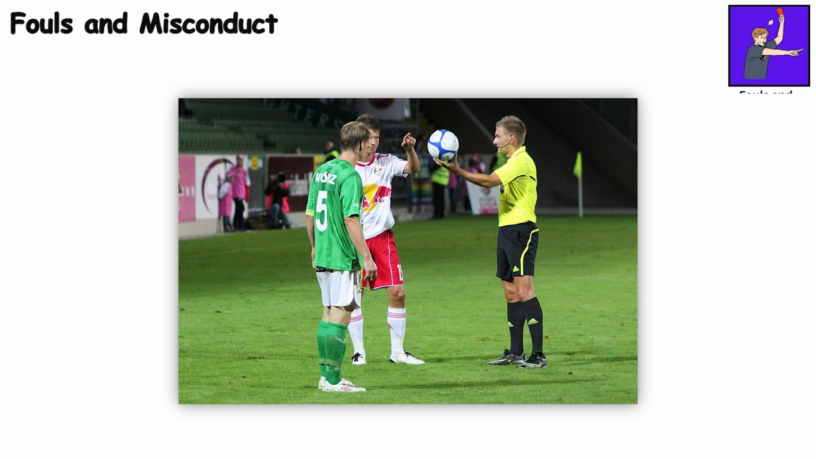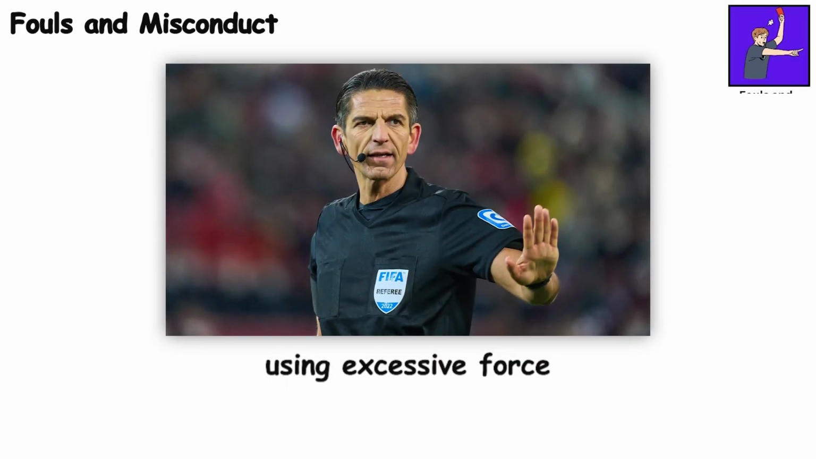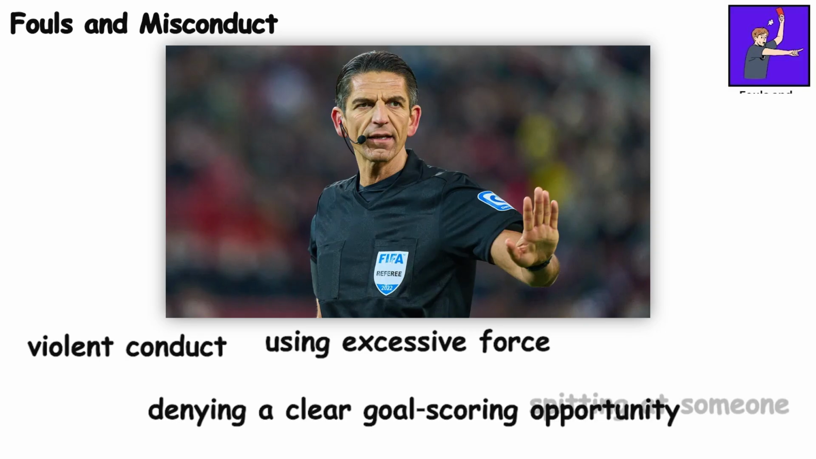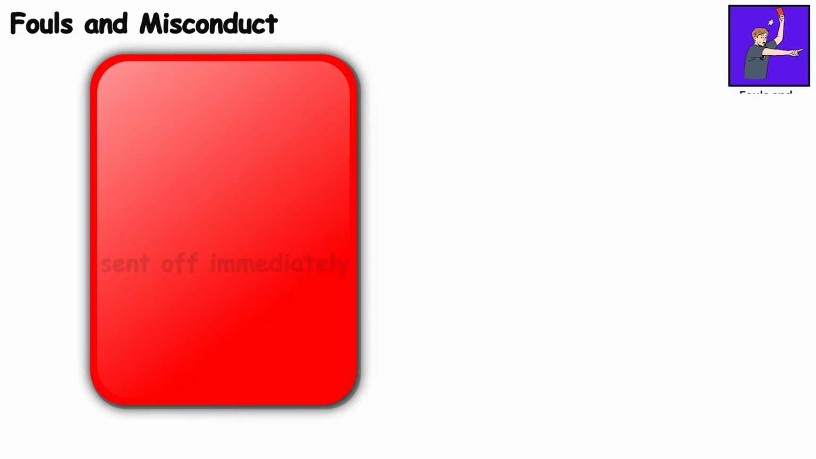The referee signals an indirect free kick by raising their arm until the kick is taken and the ball moves. If a player commits a serious offense, using excessive force, violent conduct, denying a clear goal-scoring opportunity, spitting at someone, or using offensive or insulting language, they receive a red card and are sent off immediately.